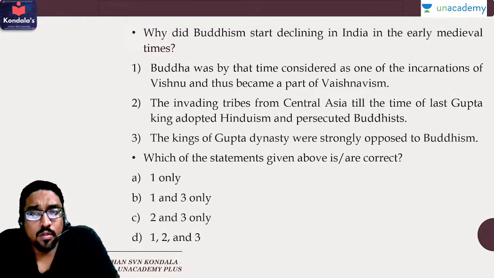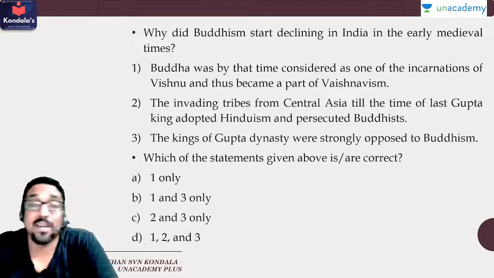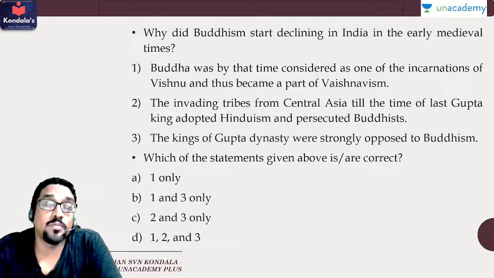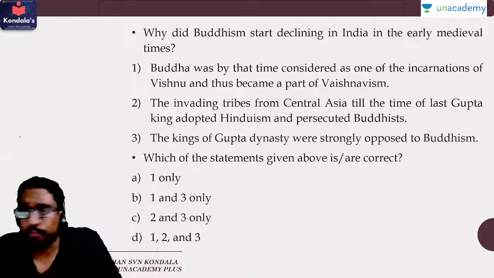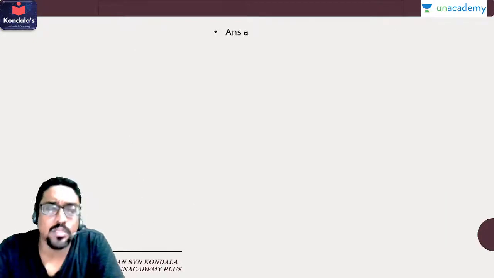The answer is only one, no? Buddha was considered one of the incarnations of Vishnu and thus became part of Vaishnavism. But the invading tribes of Central Asia were not opposed to Buddhism. They actually supported it. The Guptas also were not opposed to Buddhism. They actually supported and encouraged it.